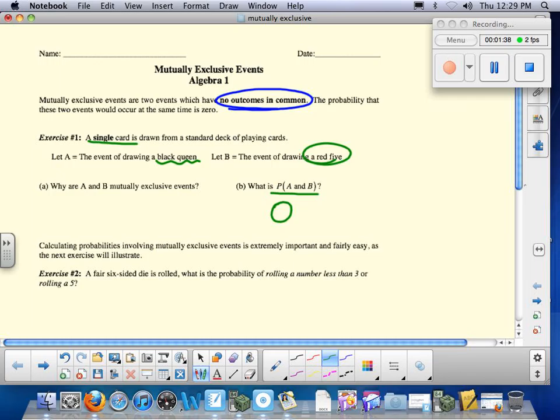Why are they mutually exclusive? Why is the event of drawing a black queen and the event of drawing a red 5 mutually exclusive? Right, there's no card that exists that is both of those things.